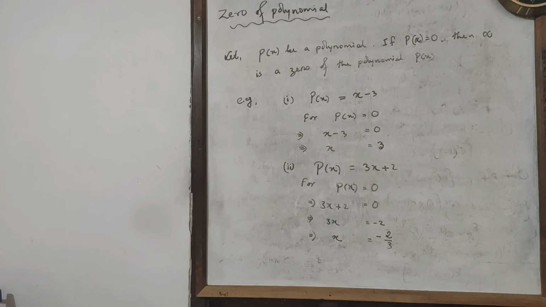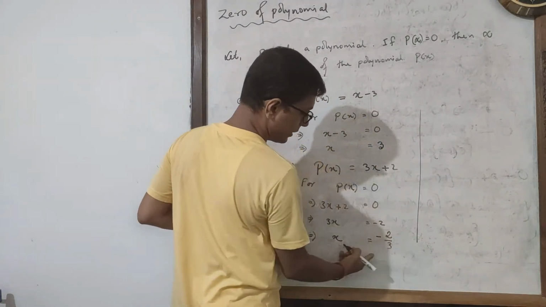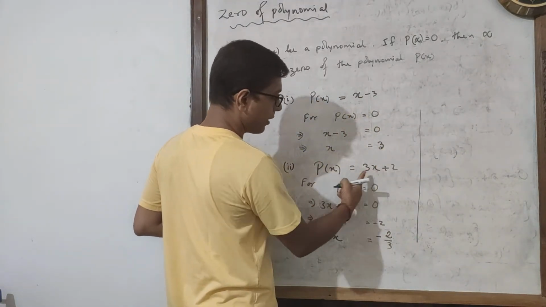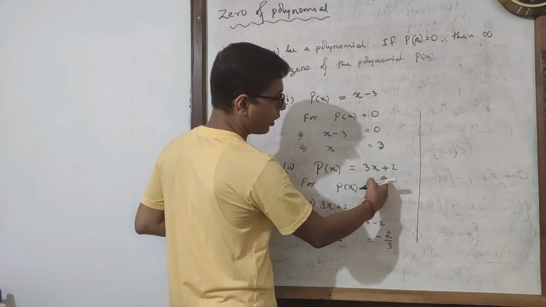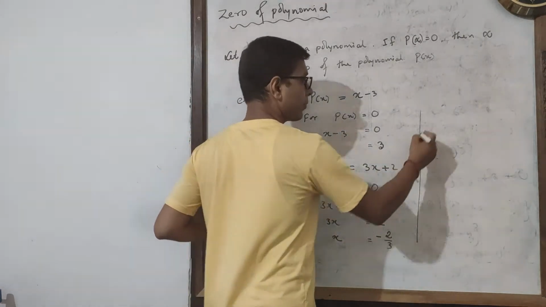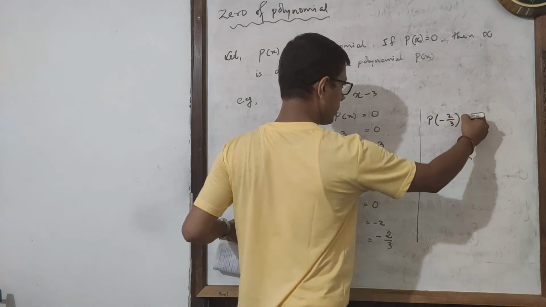It means that when you substitute the value of x by minus 2 by 3, the value of this polynomial would become 0. Let us check whether it is true or not. The first one, after substituting x by 3, very easily becomes 0. Then the second one: what I said is that if you substitute x by minus 2 by 3, this whole polynomial would become 0. So let's check whether it is true or not.